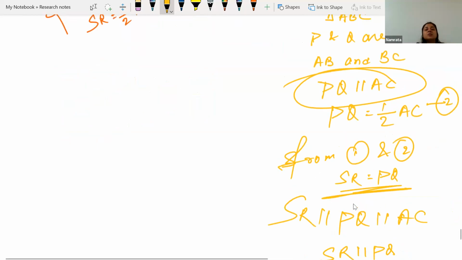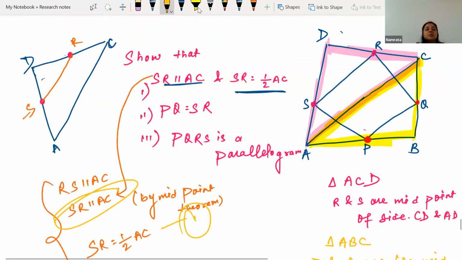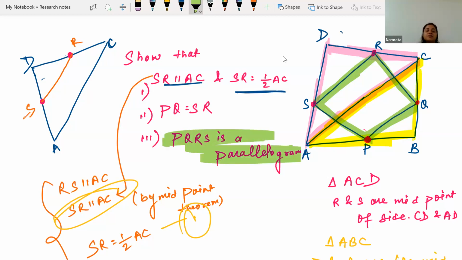So it's a parallelogram. Which one is a parallelogram? This one. This SR is parallel to PQ and SR is equal to PQ. We have proved that already. So we can say since opposite sides are parallel and equal to each other, it's a parallelogram, and hence we are done with this part. Is it clear? Do let me know whether it is clear or not. We will be moving to the next part.